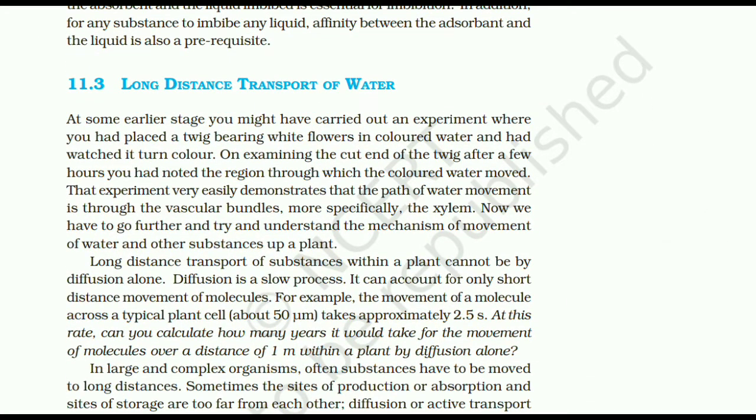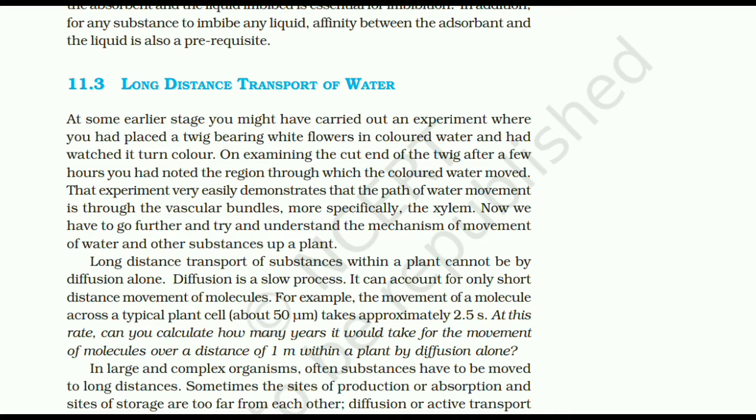11.3 Long distance transport of water. At some earlier stage, you might have carried out an experiment where you had placed a twig bearing white flowers in colored water and had watched it turn color. On examining the cut end of the twig after a few hours, you had noticed the region through which the colored water moved. That experiment very easily demonstrates that the path of water movement is through the vascular bundles, more specifically the xylem.